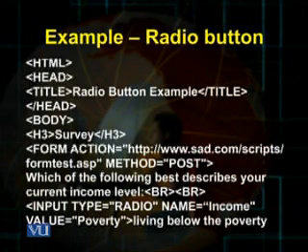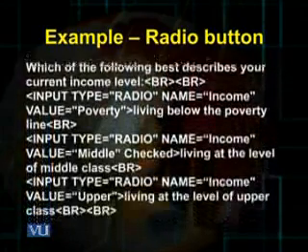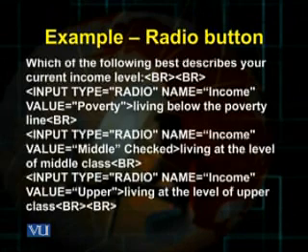Your radio buttons can be created without using this name attribute. Then another attribute is the value attribute. The value attribute refers to the theme of that particular option. So if the theme of my option is below the poverty line, or poverty, I can keep the value attribute's value as, logically, poverty. Remember, both these name and value attributes are for the server side.